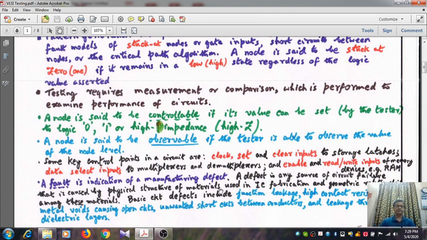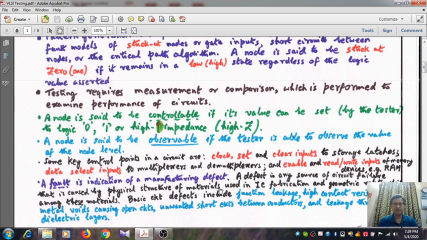Now what is a fault? A fault is an indication of a manufacturing defect. So what do you mean by a manufacturing defect? It is not something that is related to the system. It is not because of the particular voltages being applied to a circuit under test. This defect comes from the manufacturing itself.